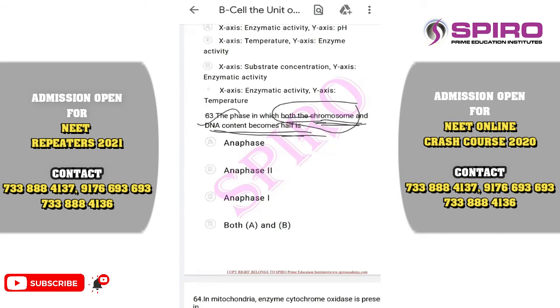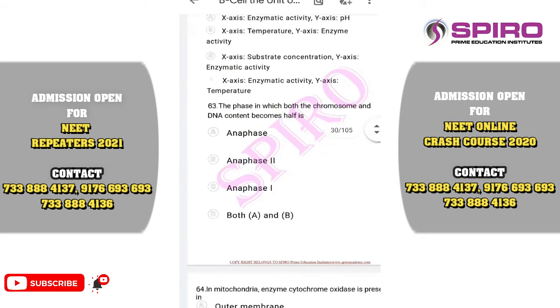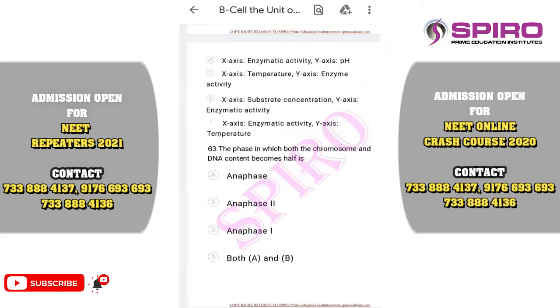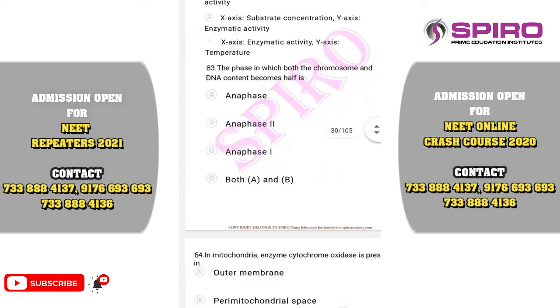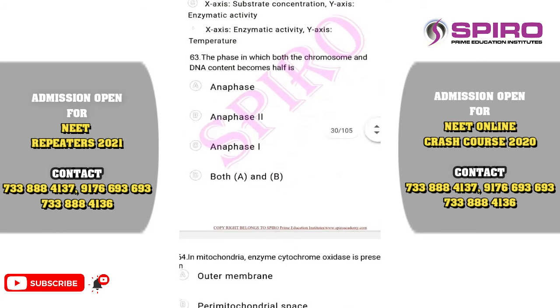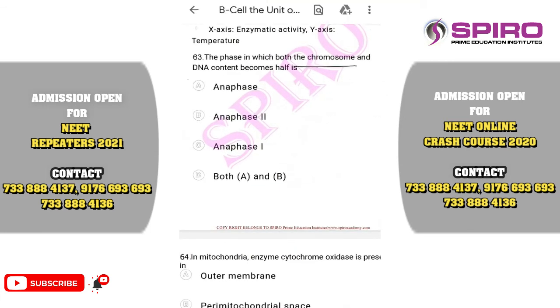Correct. This question is correct. Dear students, let me explain this question once again, okay? See here, they are asking the phase in which both the chromosome and the DNA content becomes half. Yes, this is the correct question.